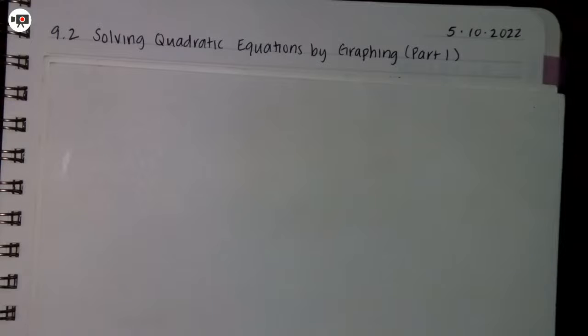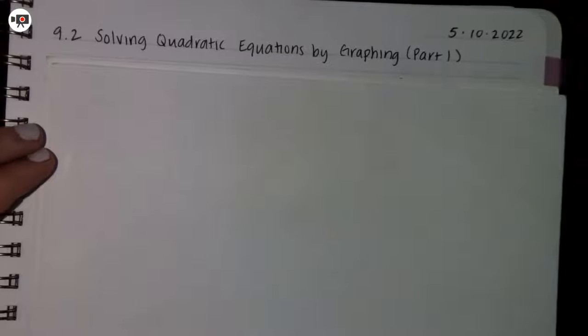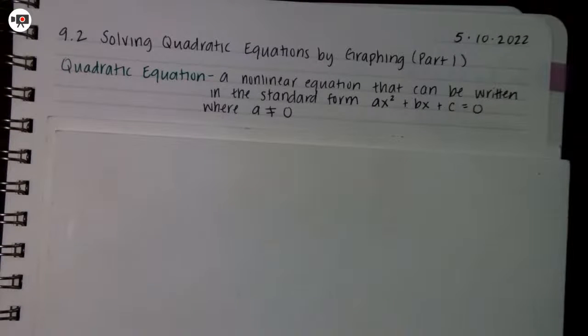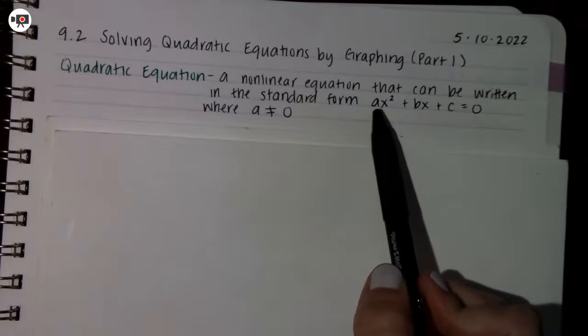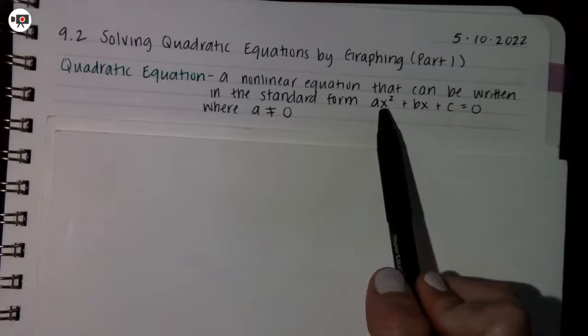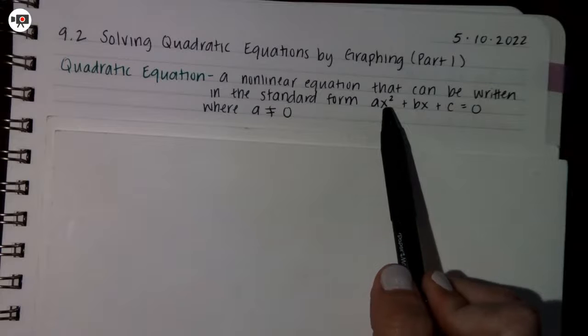This is 9.2, Solving Quadratic Equations by Graphing, Part 1. A quadratic equation is a nonlinear equation that can be written in the standard form ax squared plus bx plus c equals 0, where a is not 0. That means that this first coefficient cannot be 0. We have to have this x squared term to make it a quadratic.